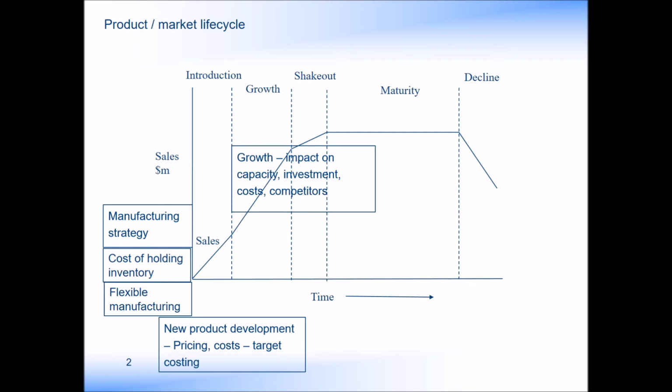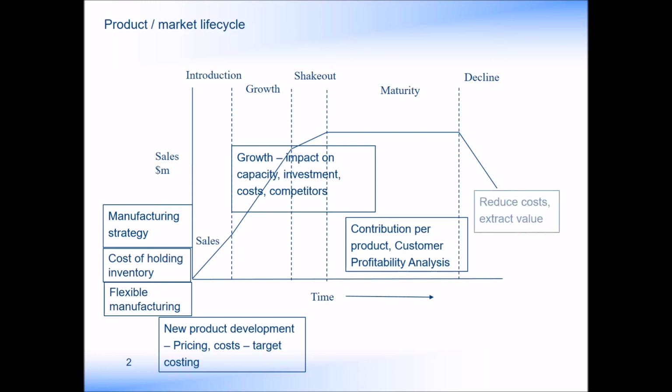Monitoring the growth of the product and the impact on capacity, further investment, the effects of volume on costs and competitor actions are all important areas to consider, as is the maturity stage, when the contribution per product needs to be maximised. Customer profitability analysis can be effective in understanding which segments to target during the growth and maturity phases. And of course at decline, what we're trying to do is to look to reduce the costs and extract value, and these are areas where accountants can have a significant impact.